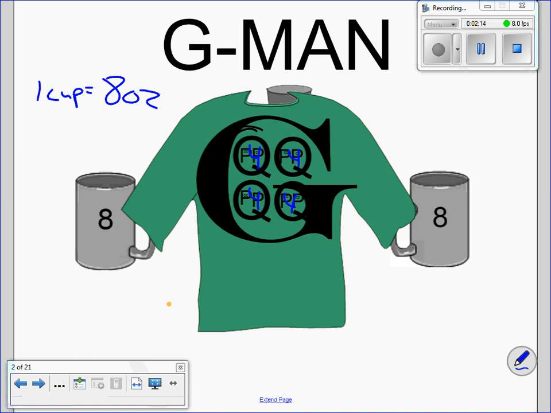So let's take a look back at our G-man shirt here. I love this guy. How many cups do we have in a quart? We have 4 cups in 1 quart. If we have 4 cups in 1 quart, that means we have 32. 4 times 8 is 32. There's 32 ounces in each quart. So 32 times 4 is how many ounces are inside a gallon. 128 ounces in a gallon.